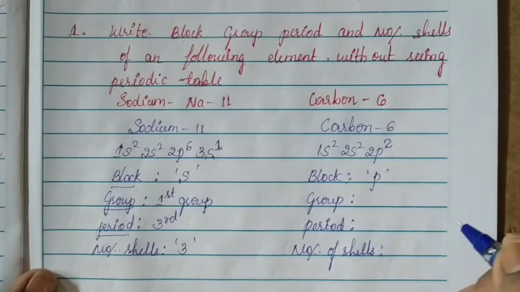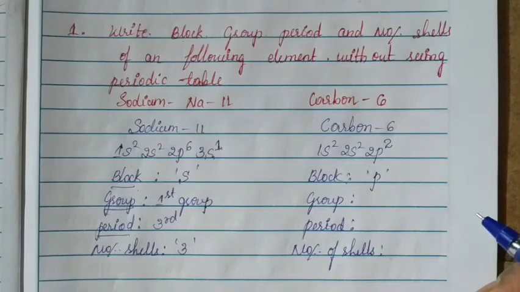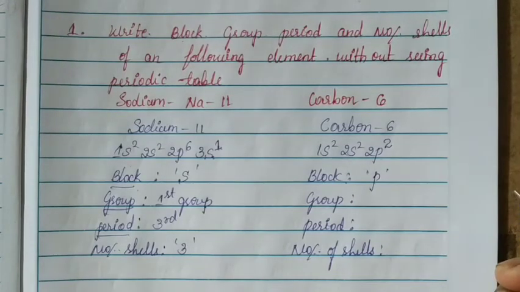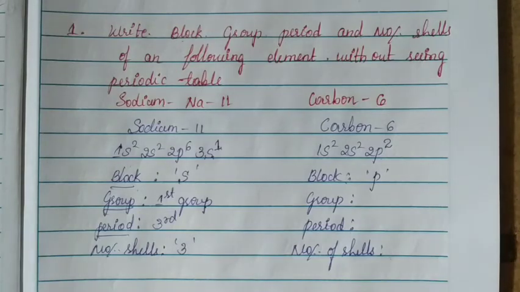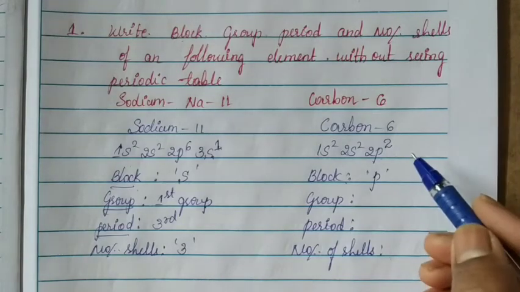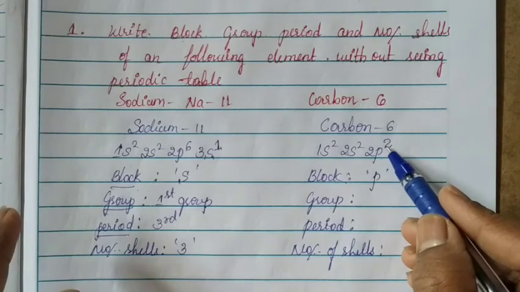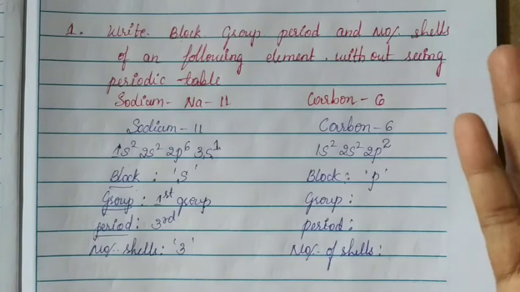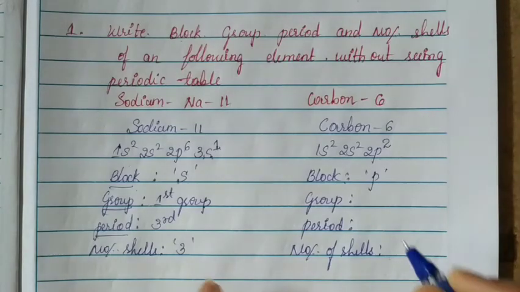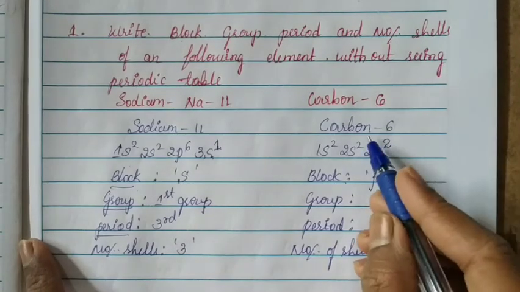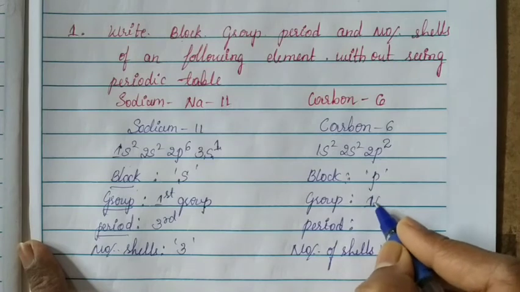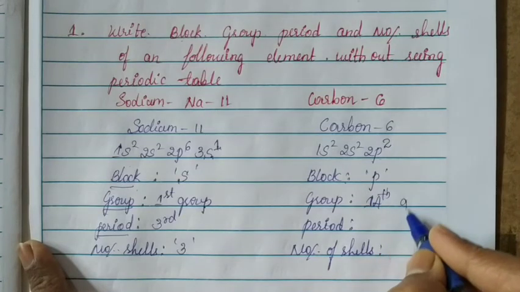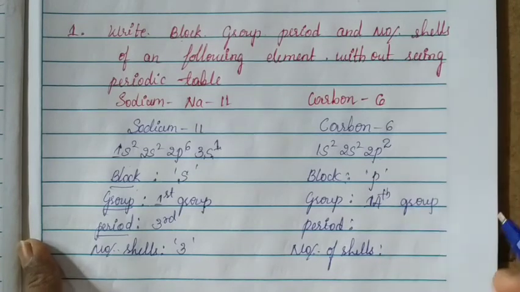Yes. Now come to the group. The P block elements come under the groups from 13 to 18. From 13 you count 2 numbers: 13 and 14. Yes, this carbon element belongs to the 14th group.